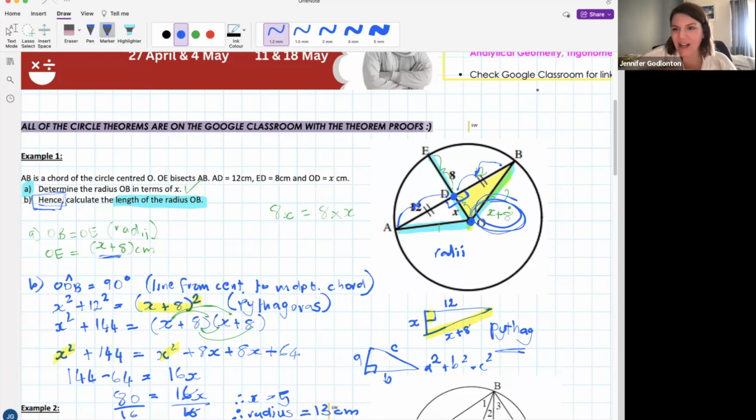Yes, Caitlin, how can I help? Ma'am, I wanted to ask, by the right angle triangle, could I say line from center bisects chord? Because you said midpoint. So I wanted to know, could I write that in my exam? That's totally fine. 100% fine. Okay, thank you, ma'am.